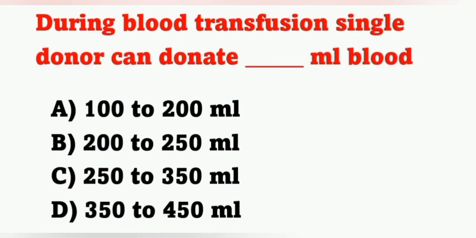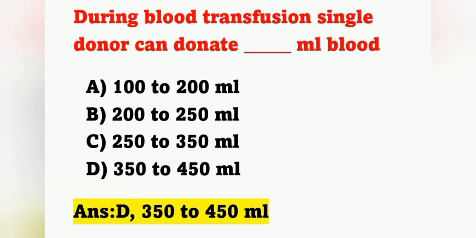And the next question, during blood transfusion, a single donor can donate dash ml of blood. Options: option A 100 to 200 ml, option B 200 to 250 ml, option C 250 to 350 ml, option D 350 to 450 ml. One donor can donate 350 to 450 ml. Option D is the correct answer.